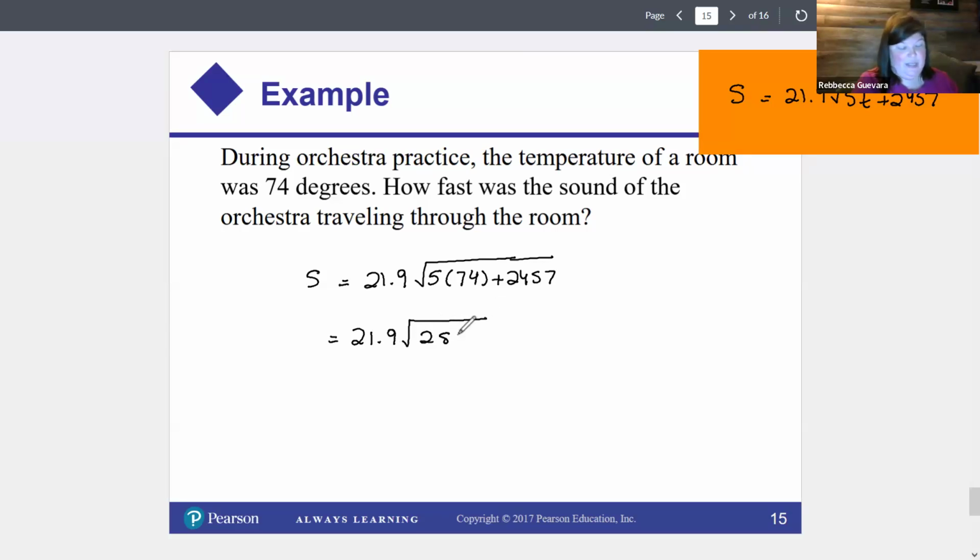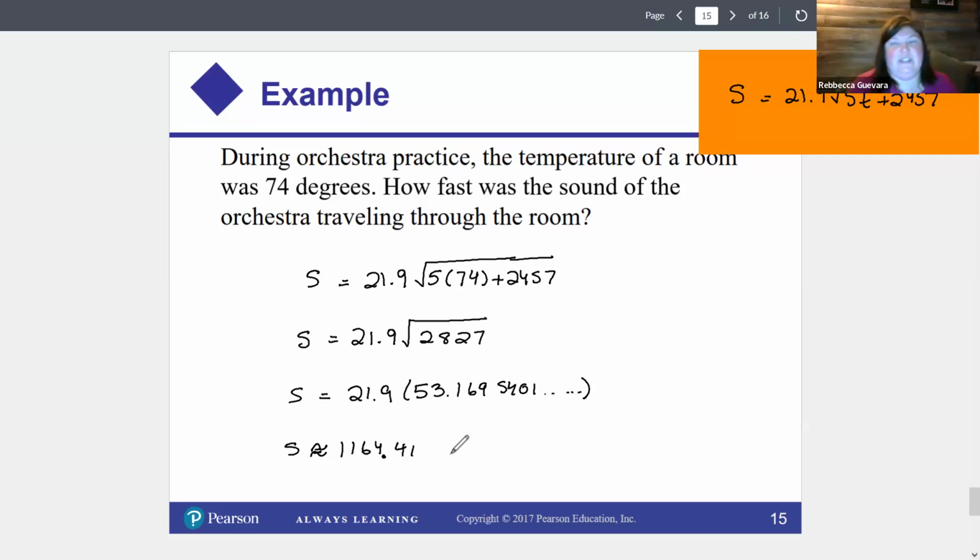That is going to be 2,827. So the square root of that, raising my decimals if I can, is 53.1695401, and it will just keep on going. So if I take that and multiply by 21.9, I'm going to get a speed of 1,164.41, rounded to two places.